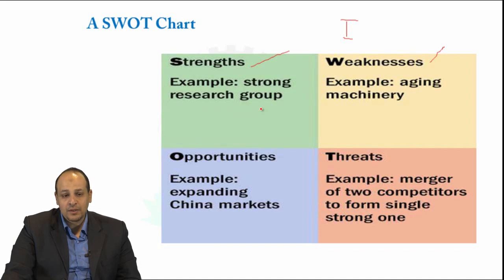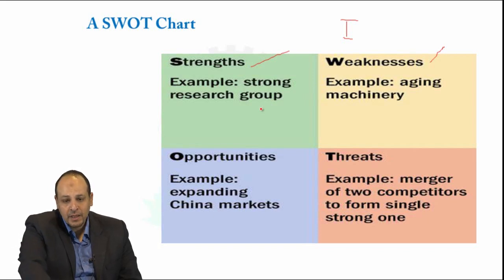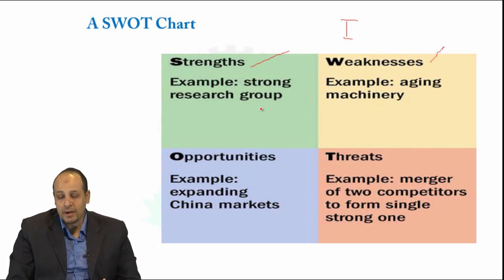As we talk about these factors, we will talk about different issues such as the location of the business itself. We also can talk about issues like the employees being motivated, the capability of the workers, and the reputation of the business itself. These are examples of strengths, like a strong research group, research and development. These are things that the company can build its own strategies on.